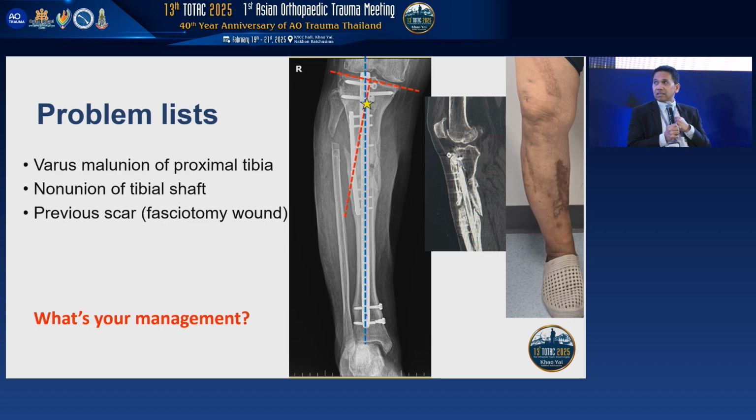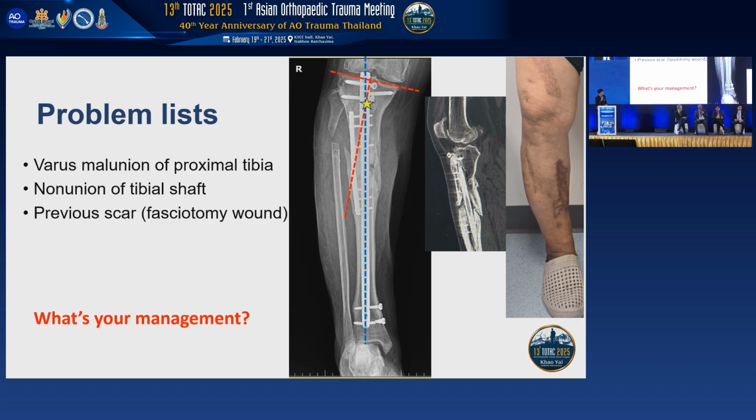And the second is, you may do this metaphysis. You remove everything and do like a high tibial osteotomy. And then you just do the non-union at the side with the lateral plate. So you have two plates, TomoFix or something like that, and then another lateral plate. I will not put any nail now. I just correct this alignment and do bone grafting at the side. This is what I may think about.